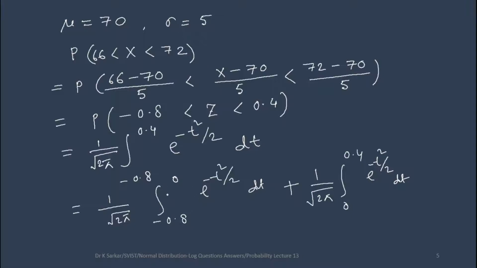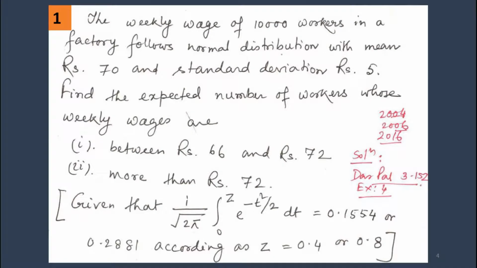Now let us find the values of these two integrations from the data given in the question. So look in the question, it is given that 1 by root 2 pi integration 0 to z e power minus t square by 2 dt equals to 0.1554 for z equals to 0.4. So it is given that 1 by square root of 2 pi integration 0 to 0.4 e power minus t square by 2 dt equals to 0.1554.